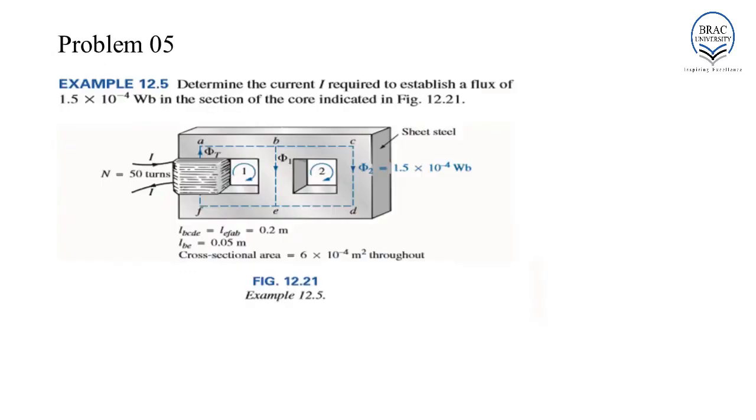Example. Determine the current I required to establish a flux of 1.5 into 10 to the power minus 4 Weber in the section of the core indicated. That is, according to this figure, the flux established by the product of Ni, which is the magnetomotive force, is phi t. We know the value of phi 2, which is 1.5 into 10 to the power minus 4 Weber. We have to determine the value of phi 1 and phi t in order to determine the value of the current. All the other information is given in the question.